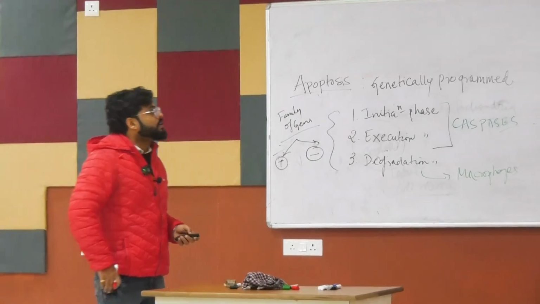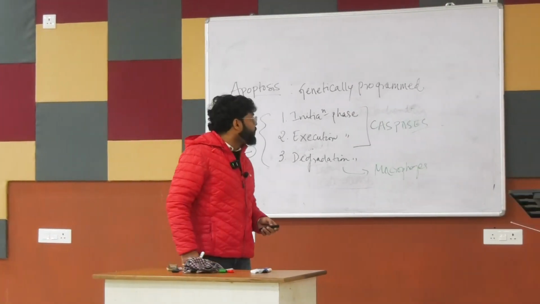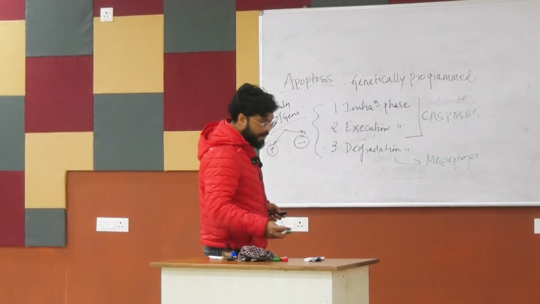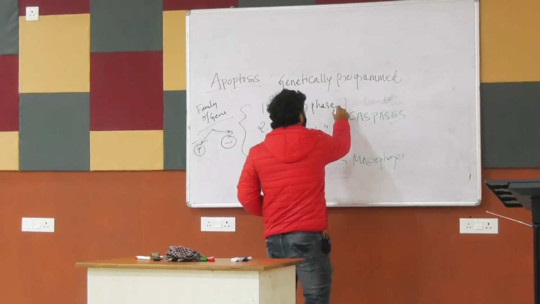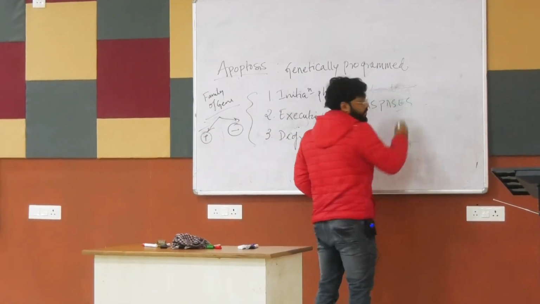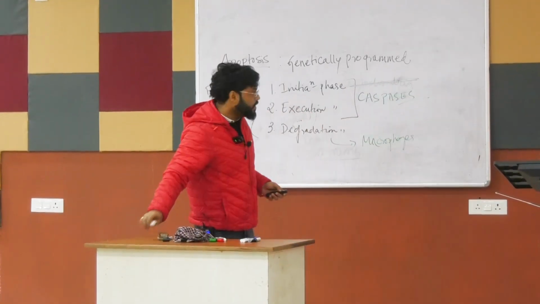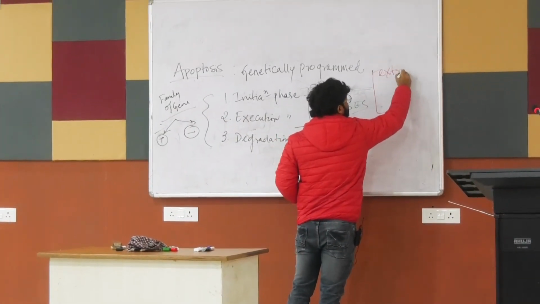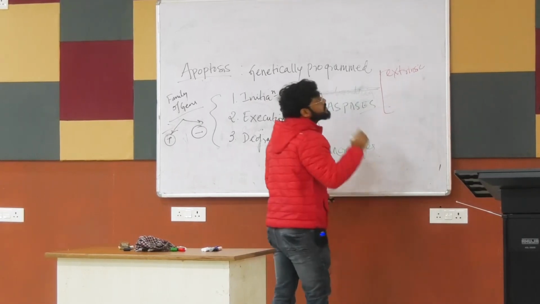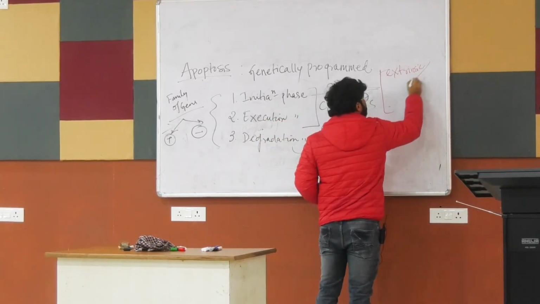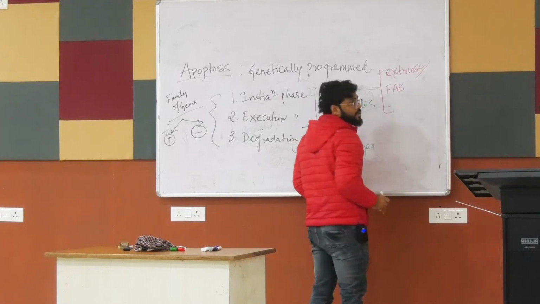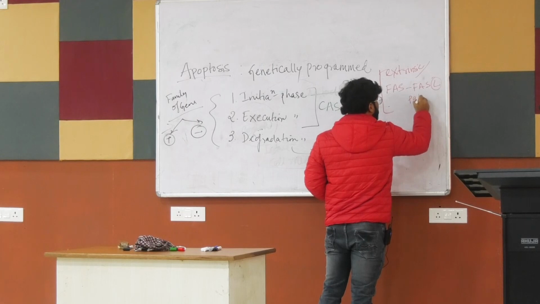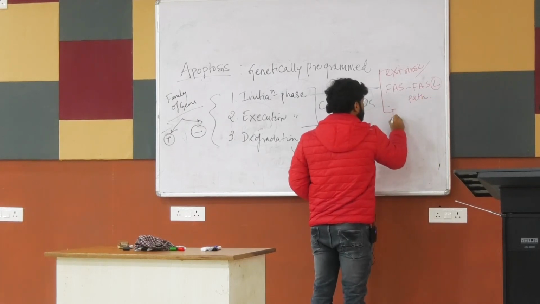How does the initiation of apoptosis occur? There are two pathways by which apoptosis can start. Either the extrinsic pathway, whose other name is the Fas ligand pathway, or the intrinsic pathway.